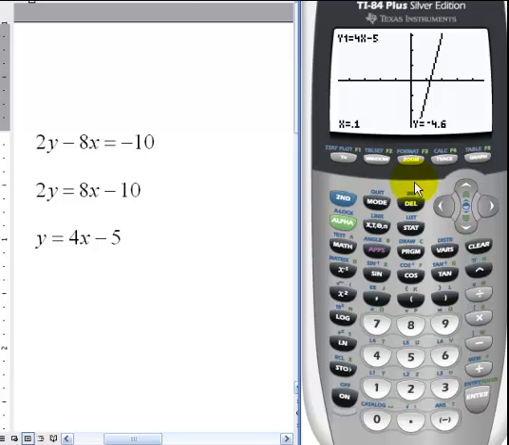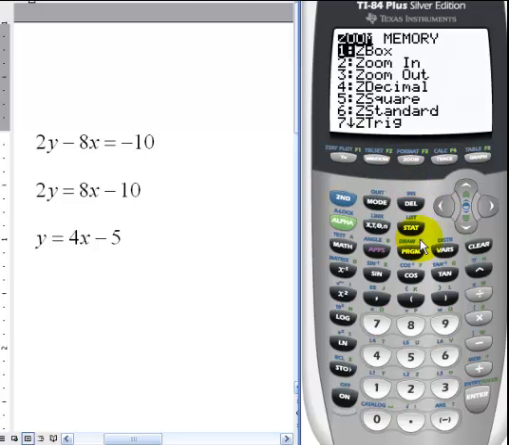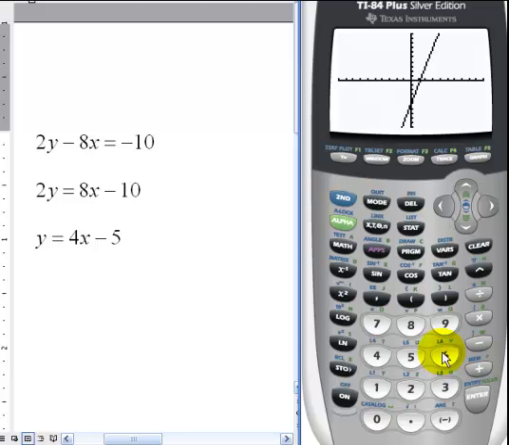Okay. If I was in a zoom standard window, let me go back to zoom 6, and I were to hit the trace key, you'll notice that the values start to look kind of ugly. They're not very pretty numbers. So really the only advantage to the zoom decimal is that it zooms into the origin and sets the window in such a manner that as you trace, it traces along some kind of pretty numbers, if you will.